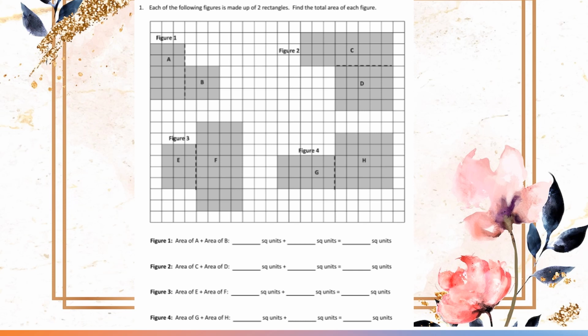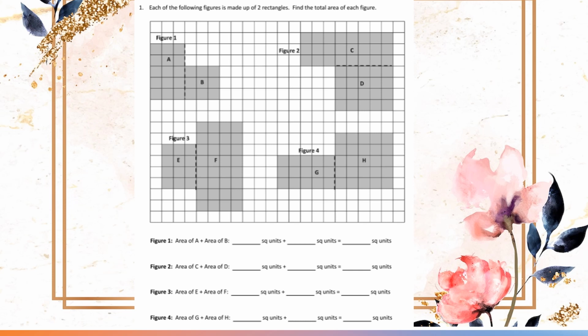Okay, so number one, it looks like a lot, but it's really not that bad. It's really a review of what we've been doing. We're just starting to combine things now. Number one says each of the following figures is made up of two rectangles. These could also be called composite shapes because they're composed of more than one shape. It says to find the total area of each figure.